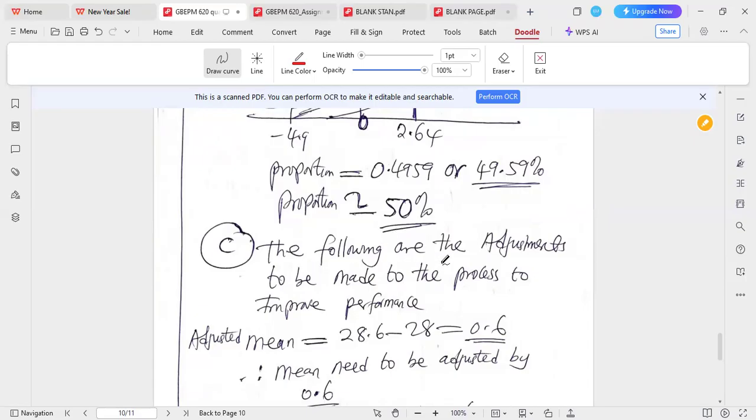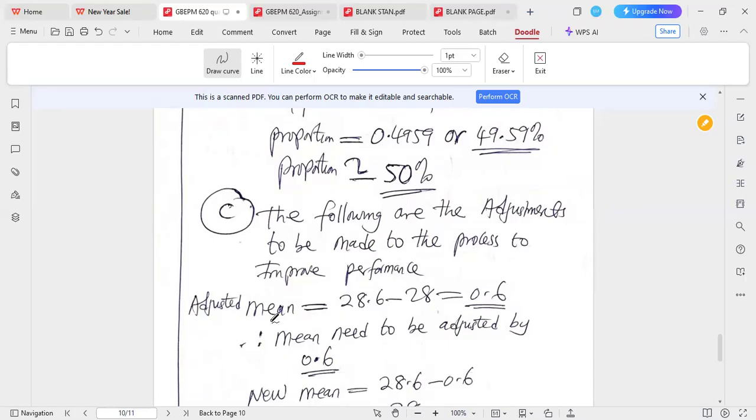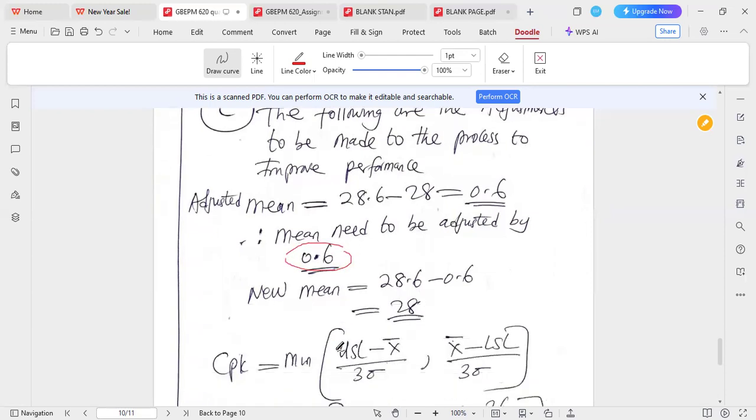So the following are the adjustments to be made to the process to improve performance. Adjusted mean will be 28.6 minus 28, which is 0.6. Mean needs to be adjusted by 0.6. So the new mean should be 28. That's what it means here.